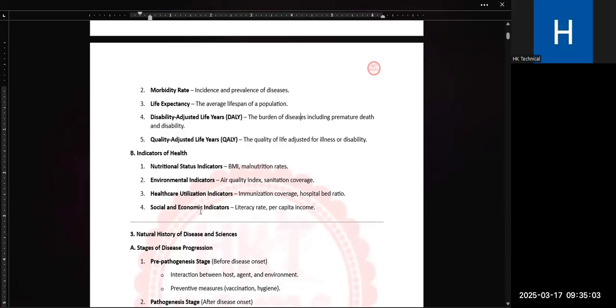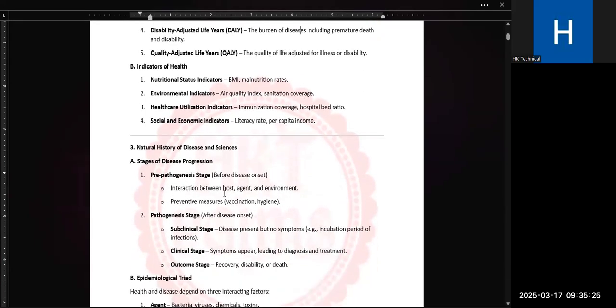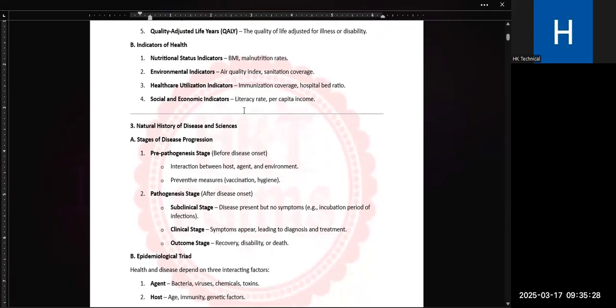Based on that we consider whether you are in a healthy environment. Healthcare utilization indicators are like immunization coverage and hospital bed ratio in your area. Social and economic indicators like literacy rate and per capita income are also considered as health indicators. If some people do not have much literacy about health awareness and their income is very low, you may find those people suffering from some diseases that they carry forward throughout their life. So this is again an indicator of bad health.